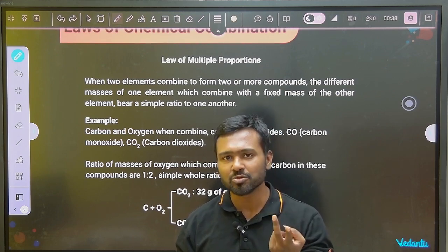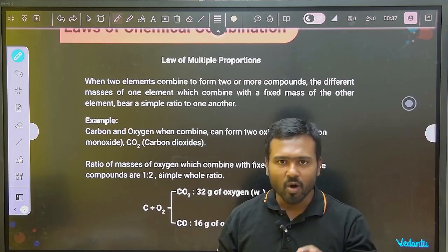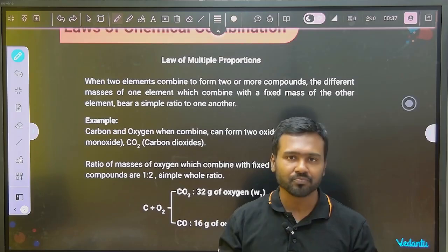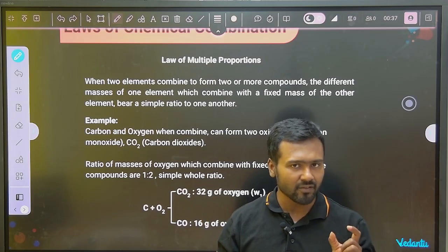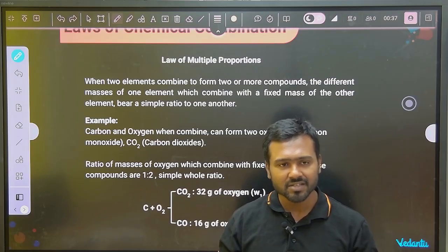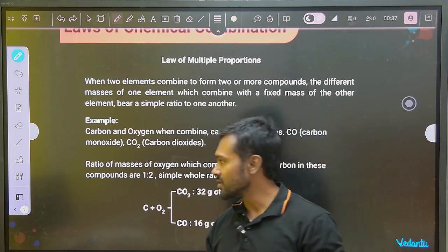Let's take nitrogen and oxygen. They are forming molecules or compounds. Consider they are forming more than two. For example, we are taking NO, N2O, N2O3, N2O4 and N2O5. So let's take examples here.